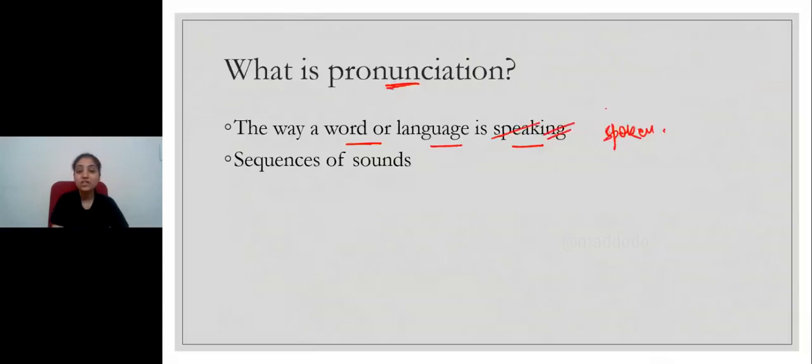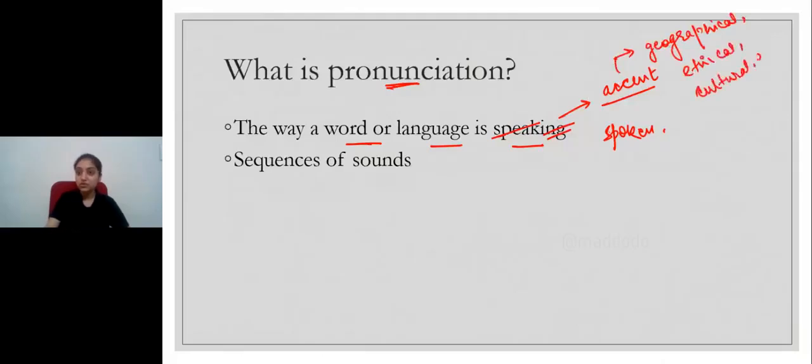So here we are not discussing accent. Accent varies according to different reasons. Those reasons could be geographical, ethnic, or cultural. So your accent can vary depending upon the geographical region you are in, depending upon ethnic reasons, depending upon cultural reasons, etc. Your accent can vary due to a number of reasons.